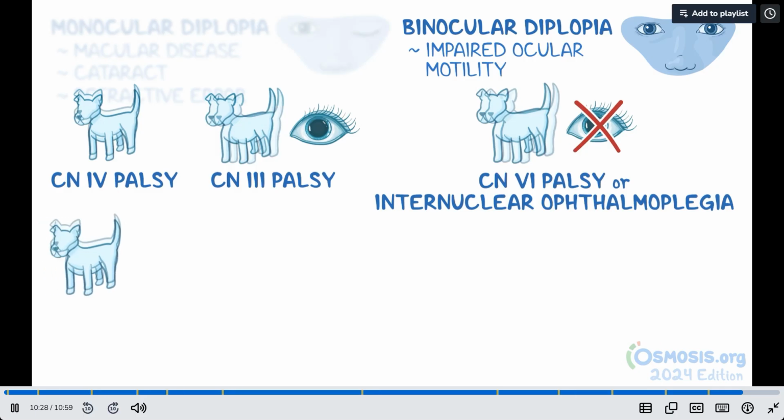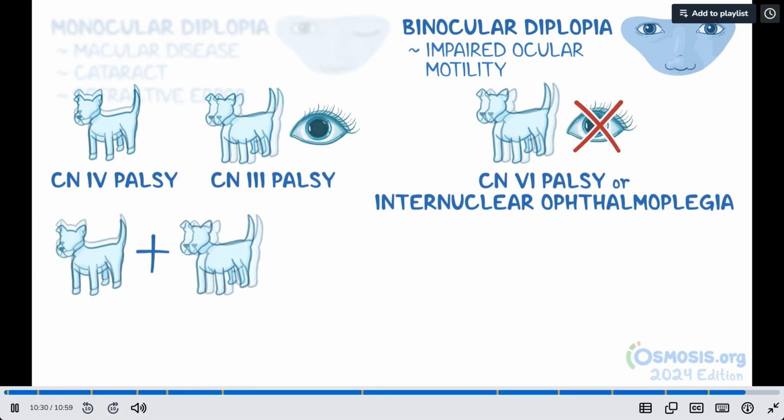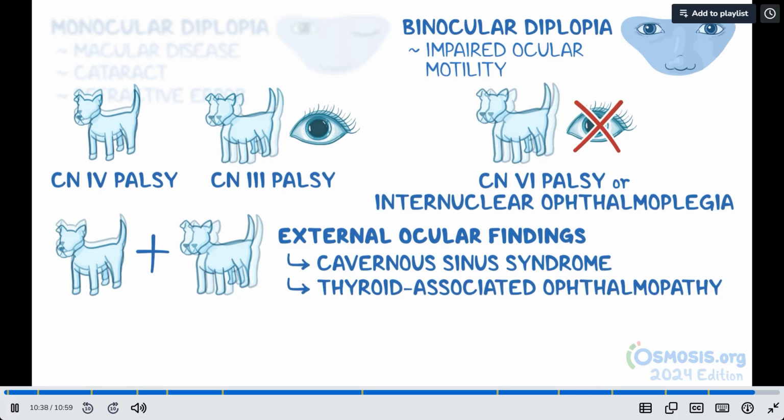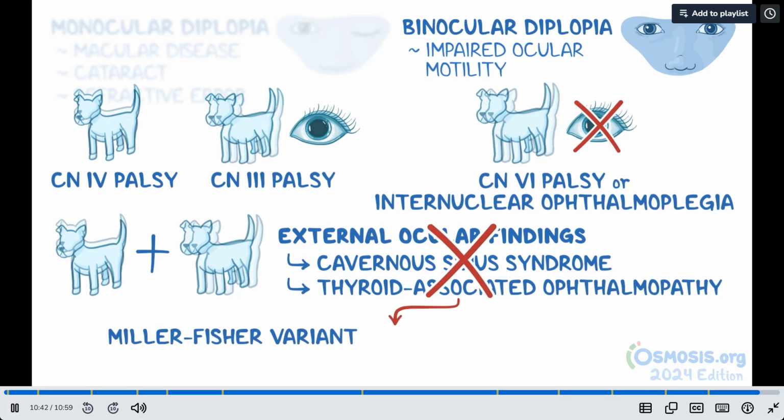Lastly, if there is both vertical and horizontal diplopia, assess for external ocular findings. If you see any, consider cavernous sinus syndrome or thyroid-associated ophthalmopathy. However, if there are no external ocular findings, consider Miller-Fisher variant of Guillain-Barré syndrome or myasthenia gravis.